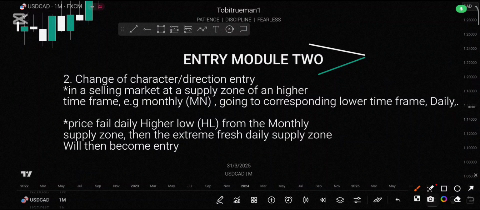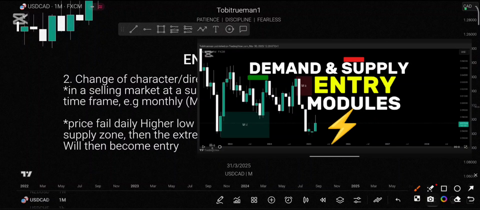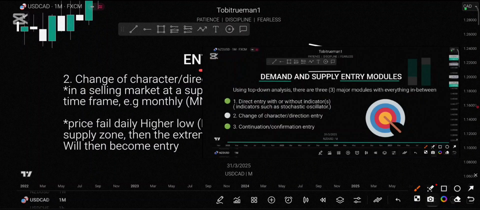Okay, you are welcome again. Let's now look at our entry module 2. In the first video, we'll talk about our entry modules. The first one there, we have entry without indicator or with indicator.